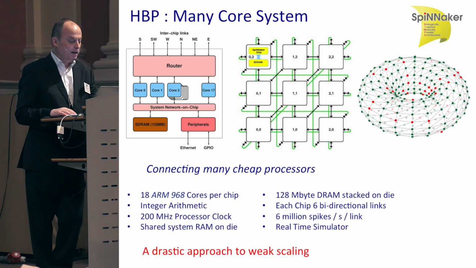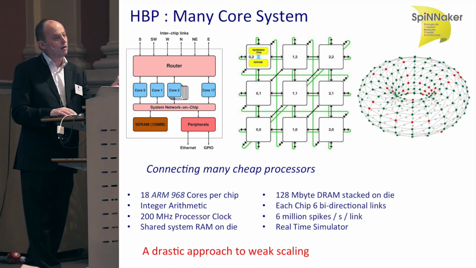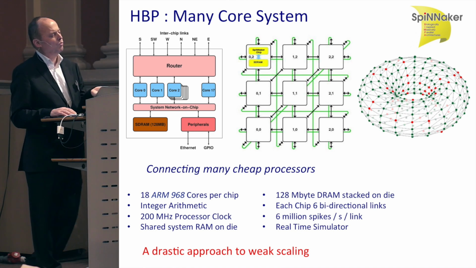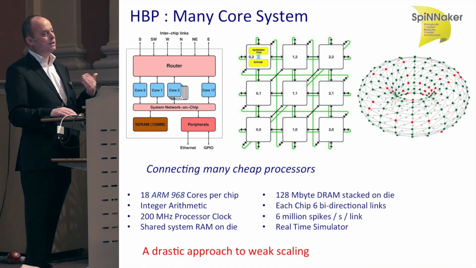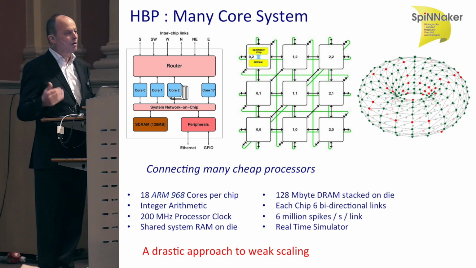Coming to HBP, the SpiNNaker approach, it's a many-core system. As I said, it exploits weak scaling in an extreme way. It's a drastic approach. It has 18 ARM cores on a chip, having, for the time being, only integer arithmetic, running at relatively moderate clock speeds. There's a shared system on the die. On top, as you will see in one of the photos, there is a 128 megabyte DRAM stacked on the die. And the key of the thing, and that should really be pointed out, in order to make this weak scaling approach a success, is the communication infrastructure.